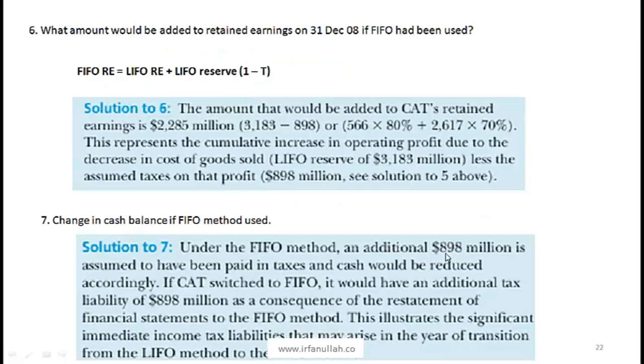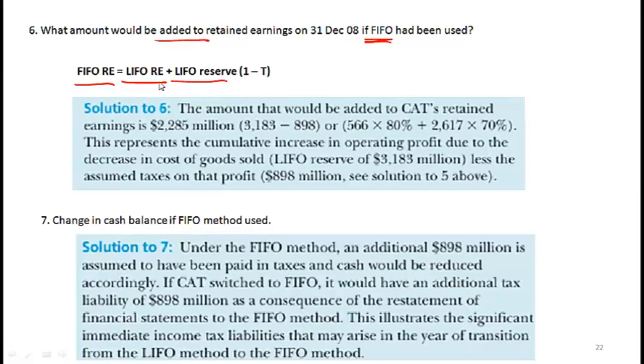Now, all these things that we are doing in this example are things that you will see in the practice problems and which you might see on your exam. That's why this is so important. What amount would be added to retained earnings if FIFO had been used? Here they are telling you that an amount would be added, but on the actual exam, they might not be so gracious. You already know from an earlier slide that FIFO retained earnings will be more in an inflationary environment. So FIFO retained earnings is LIFO retained earnings plus LIFO reserve into 1 minus T.